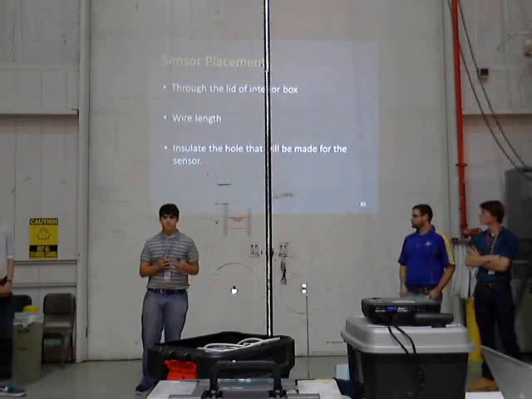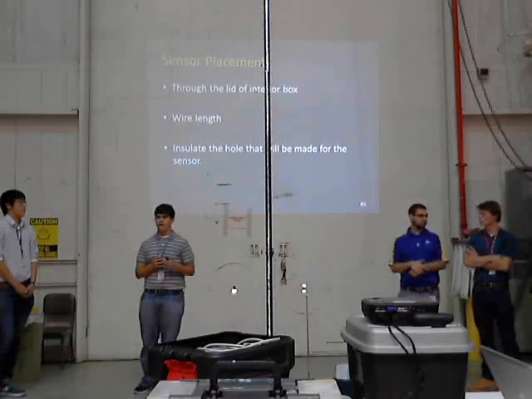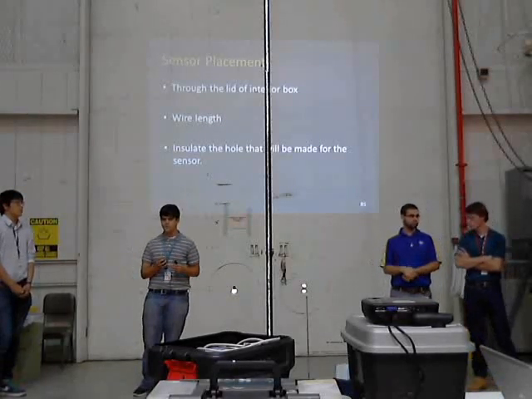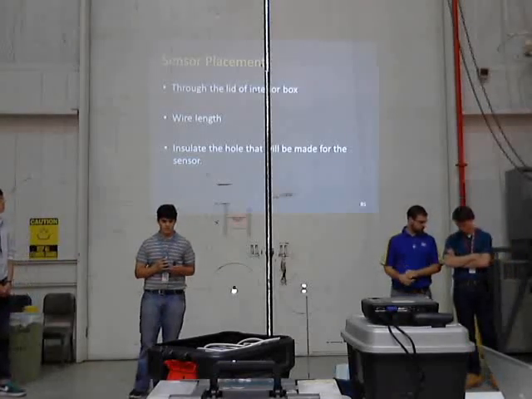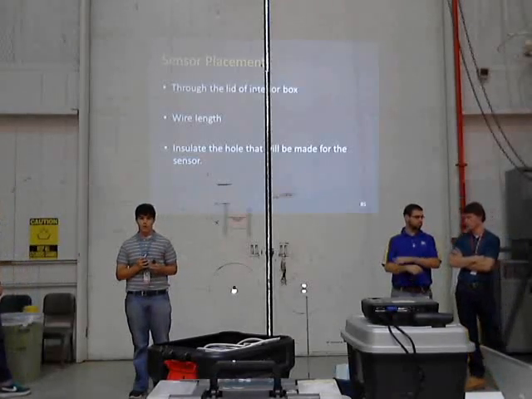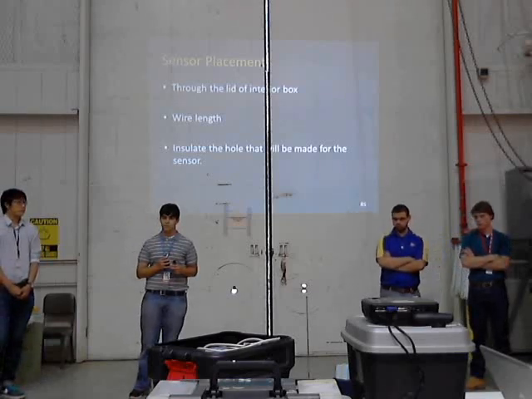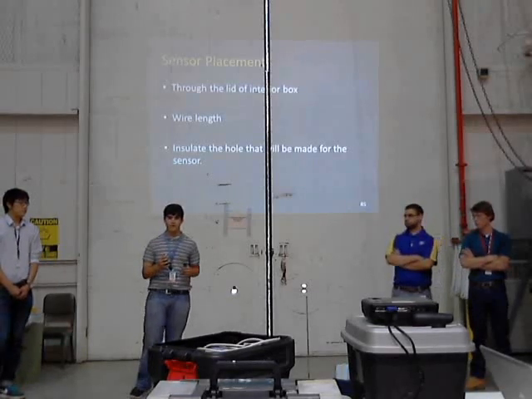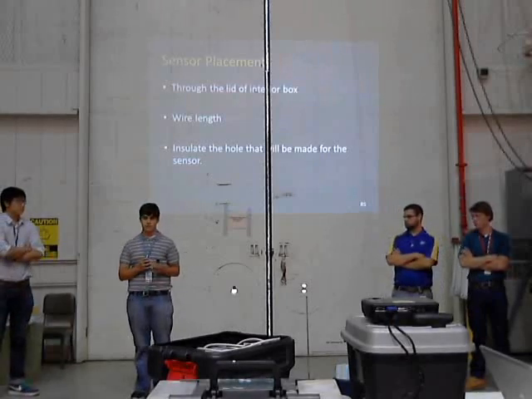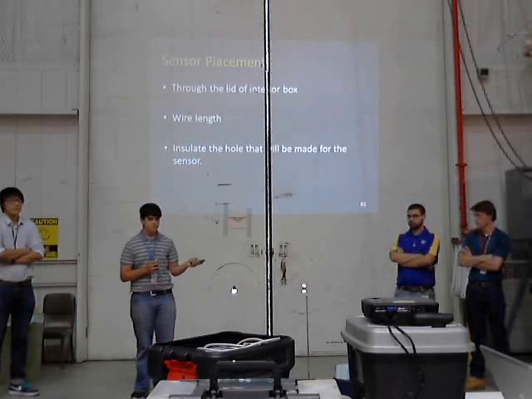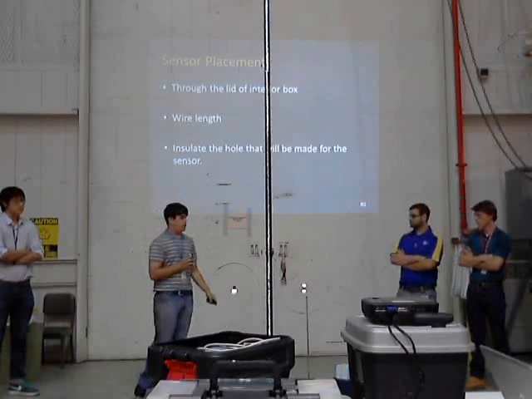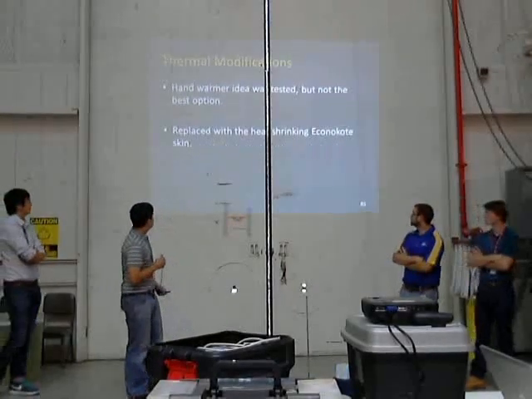One of the other concerns that we had was having a hole at all in the box. So we insulated it at first with window caulk, and window caulk was too soft and it came out too easily. So we used a silicone gel that hardened, and that helped a lot better.